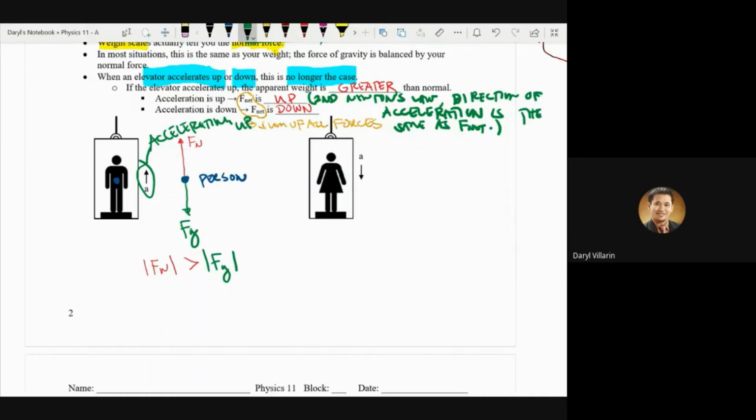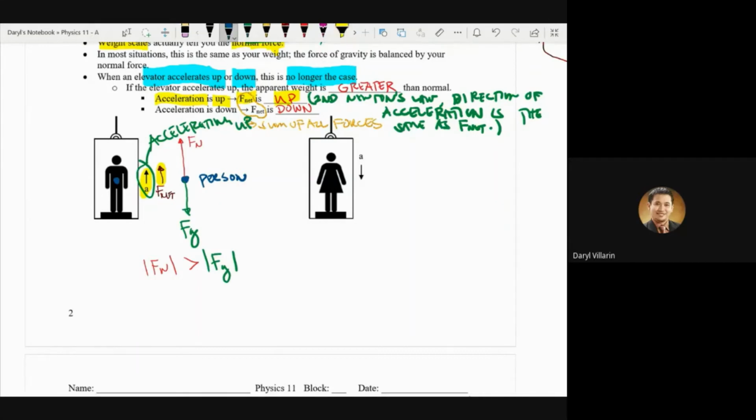Okay, why did I say that it's bigger? Well, the net force is going up. If I get the net force, F net, since the acceleration is moving up, that means F net is also moving upward. Again, how do I know that? Because acceleration is up, so net force is up. So again, if the acceleration is up, net force is up.